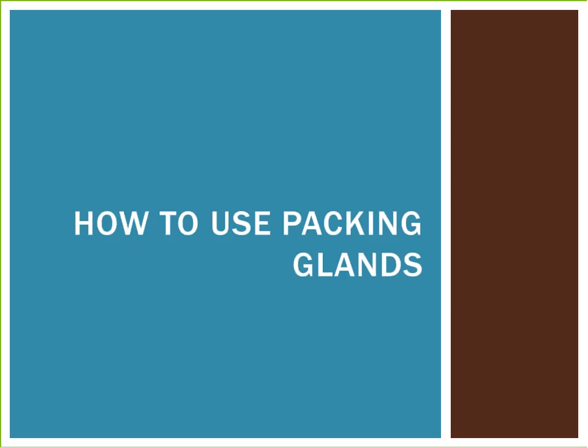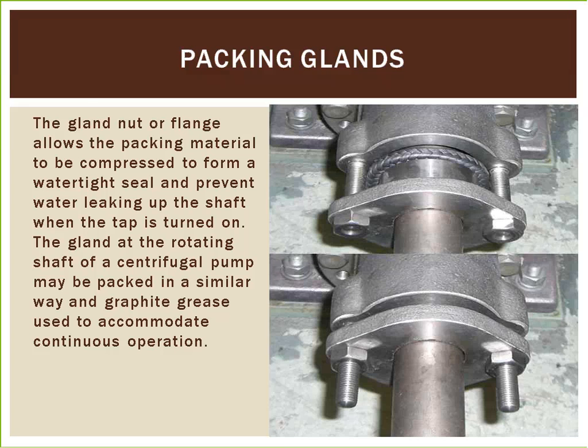Next, we will review how to use packing glands. A packing gland is a general type of stuffing box used to seal a rotating or reciprocating shaft against a fluid. The most common example is used as the shaft seal on a pump, where the gland is usually packed with string which has been soaked in tallow or similar grease.